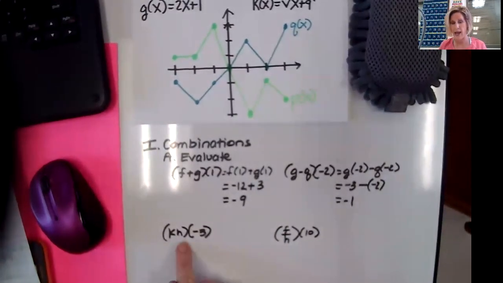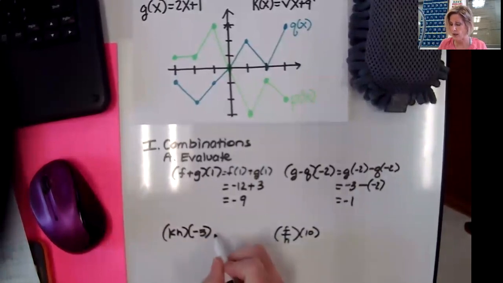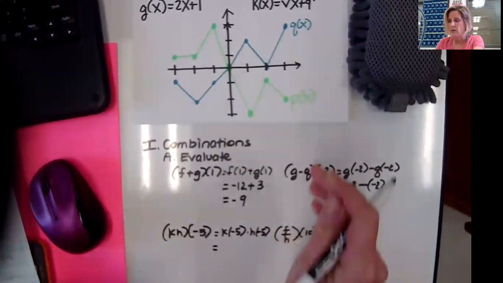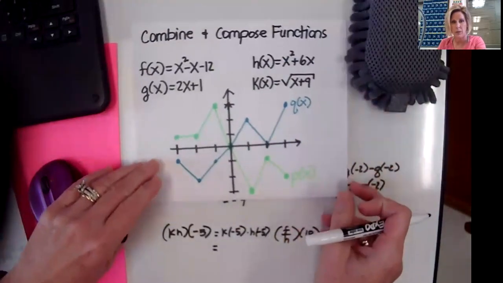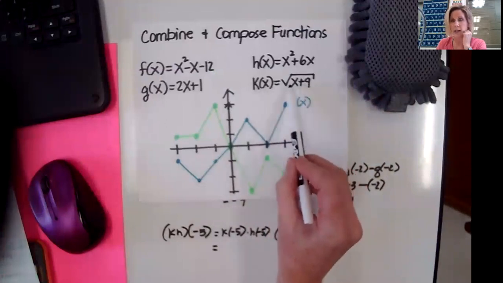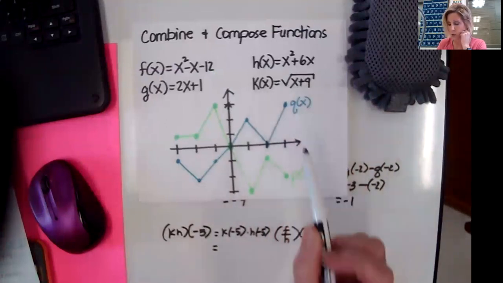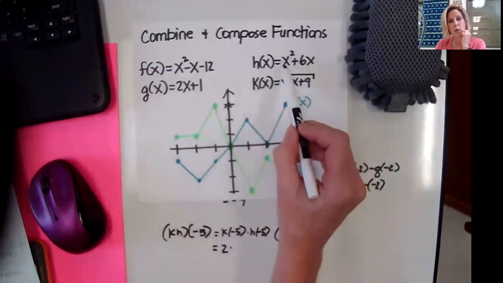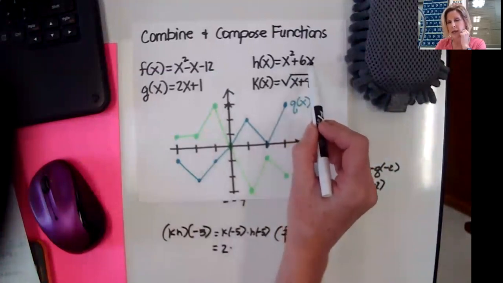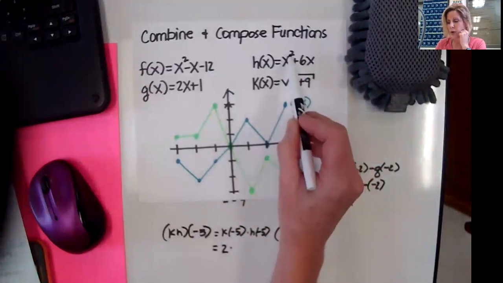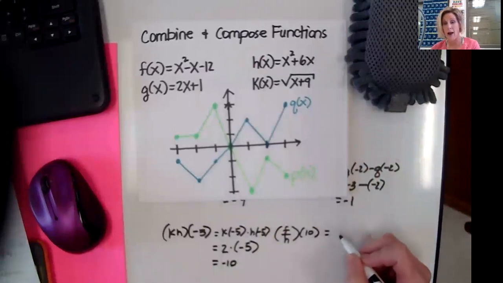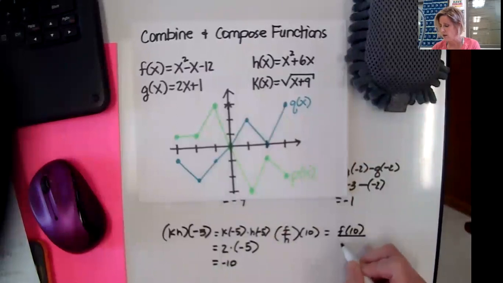Now we're going to do kh of negative 5. So I need to do k of negative 5 times h of negative 5. So k of negative 5 would be the square root of negative 5 plus 9. Let's see, negative 5 plus 9 is 4, and the square root of 4 is 2. H of negative 5 would be negative 5 squared, which is 25, plus 6 times negative 5, which is negative 30. So 25 plus a negative 30 is negative 5, and that's negative 10.